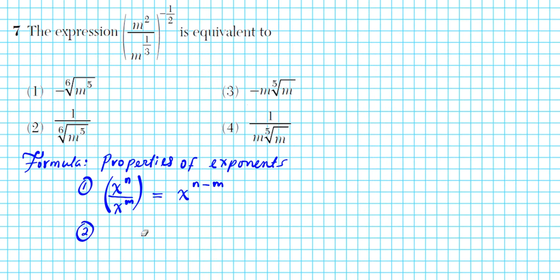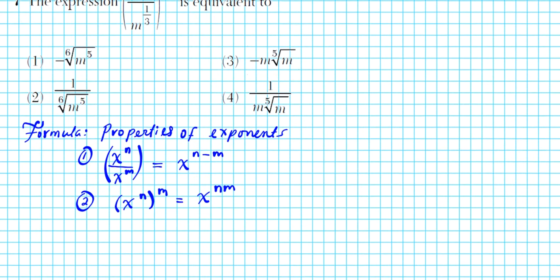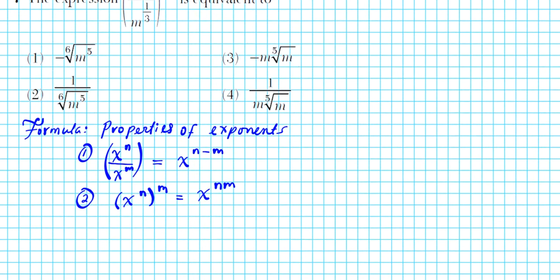Property number 2, this is the power of a power property. If you have a power, let's say x to the n raised to the mth power, your answer is going to be x to the nm. What this is telling you is that when you have a power raised to a power, you simply multiply the powers.